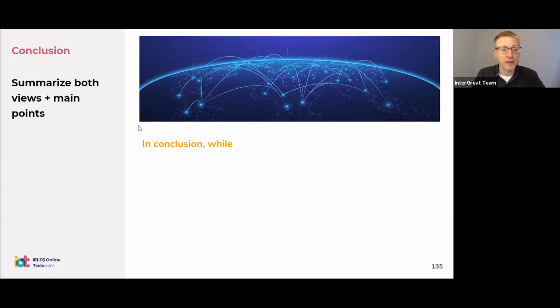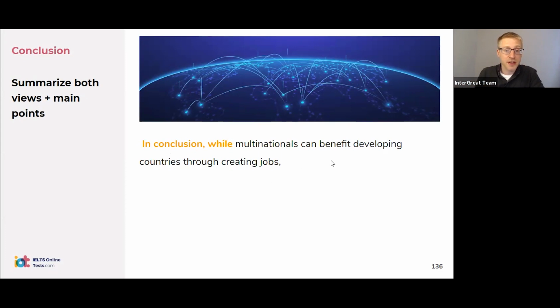"Tendency to" is not quite right, Yen, because we're talking about the future rather than right now. Well, maybe you could use it actually, because it's an effect now. So yes, you could say "have a tendency to." Okay, so while multinationals can benefit developing countries through creating jobs, they can also threaten small businesses. I've summarized my two main points: they can benefit developing countries from jobs, but they also threaten small businesses.